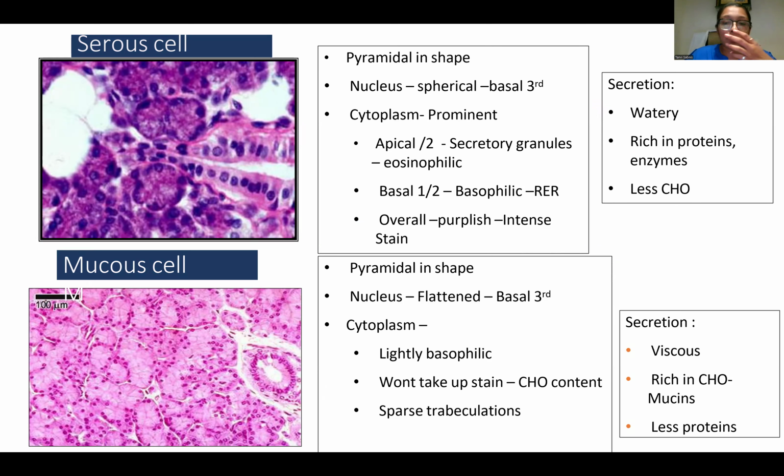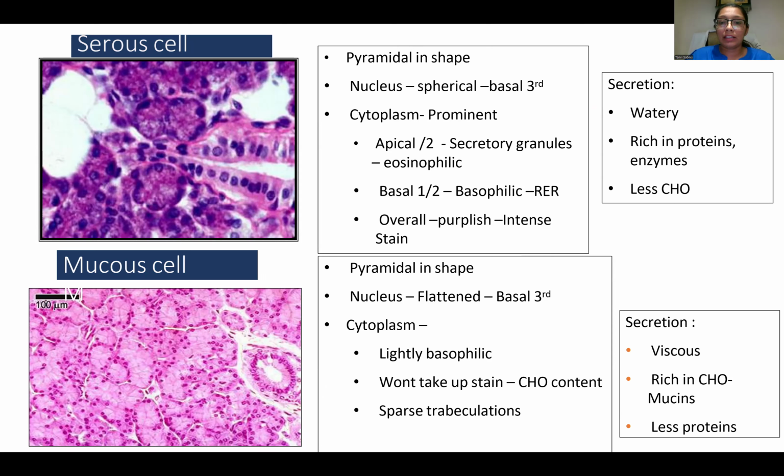The cytoplasm is going to be more prominent, and the apical half of the cytoplasm is going to contain the secretory granules, that is the zymogen granules, and they are eosinophilic in nature. The basal half is basophilic in nature and mainly composed of rough endoplasmic reticulum. Overall, the cytoplasm has a purplish intense stain, and the secretions are going to be watery in nature, rich with proteins, enzymes, and less CHO. And the diameter of these zymogen granules is 1 micrometer.